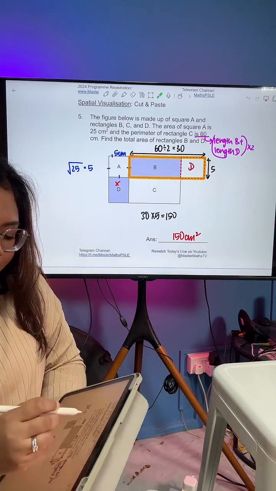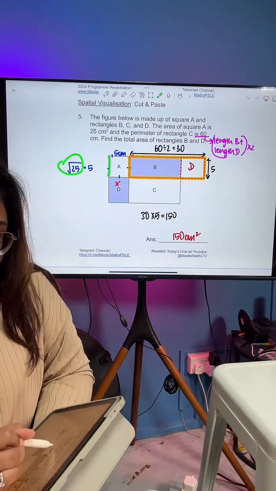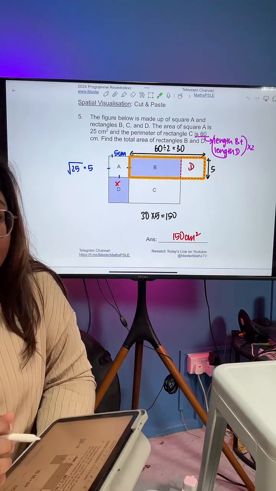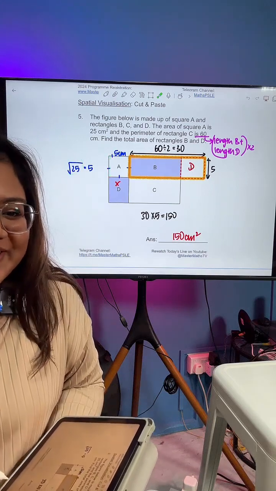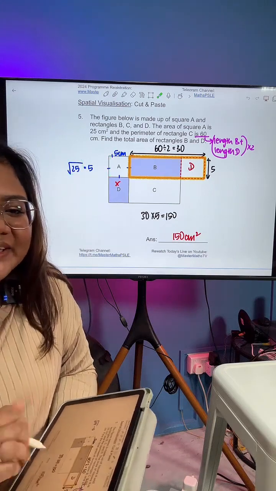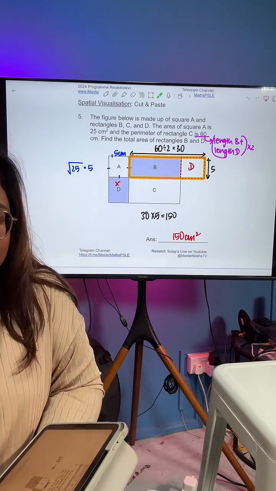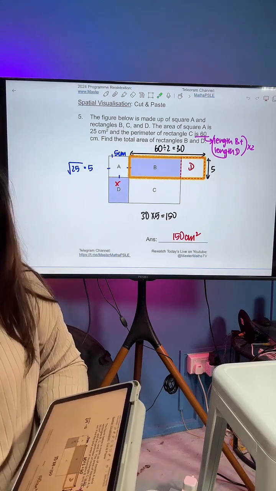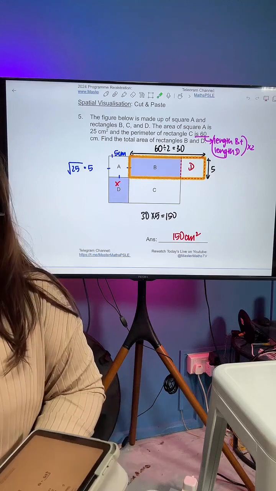You take square root of 25 to give you the length of A, which is 5. Oh, Thaddeus, you know already. Okay, you're welcome. Bye-bye. So, Thaddeus don't need this anymore. Anybody need this question 5? Any other questions you'll need?